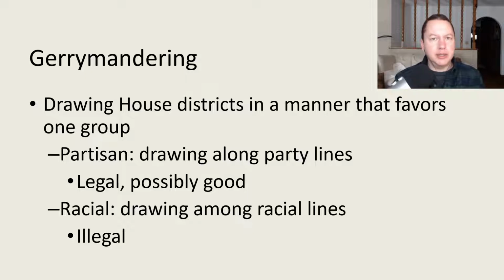Partisan gerrymandering is legal. It sounds shady, but there's a very good argument that could be made that partisan gerrymandering is possibly very good. The argument is that if a large group of Republicans are represented by a Republican in Congress, they will tend to be happier. Likewise, if a large group of Democrats are represented by a Democrat in Congress, they will probably be happier.